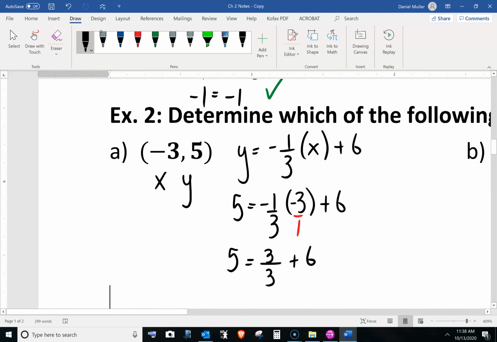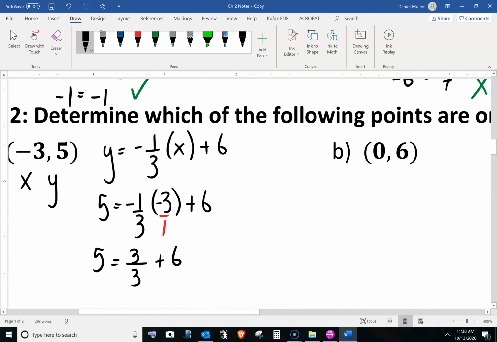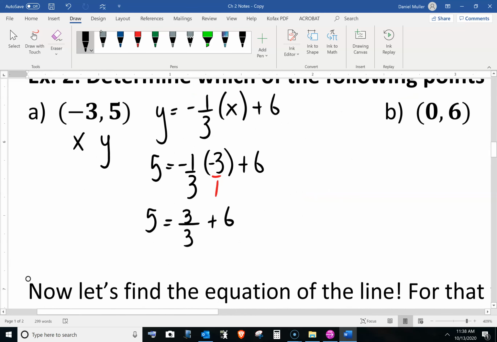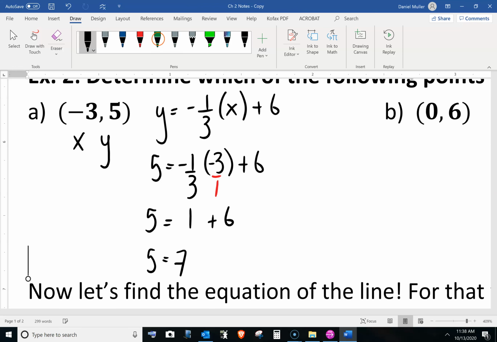And I'm just going to double check here. Yeah, I have done that right. And then 3 over 3 is just going to be 1. So I'm just going to erase that and make this a 1. And then 1 plus 6 is 7. Is that a true statement? No, it is not. So no, it is not on the line.